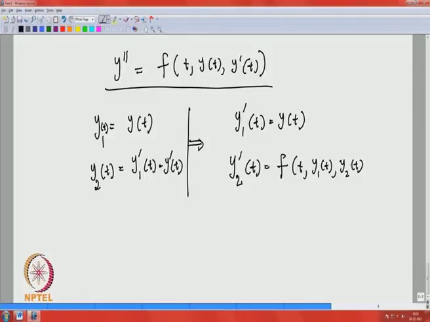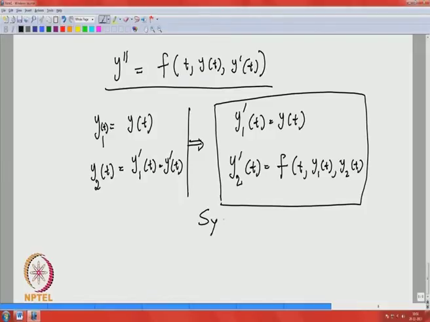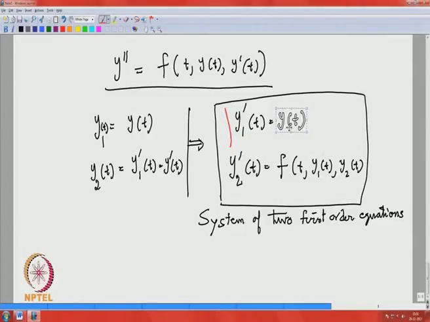You see, you have a system of two first order equations. And naturally, if you go back and want to understand each first order system, y1 prime of t is nothing but y2.